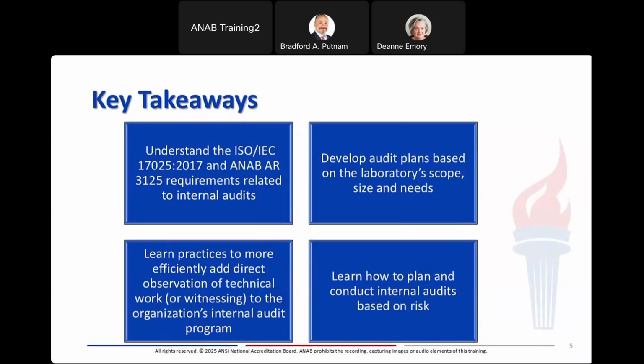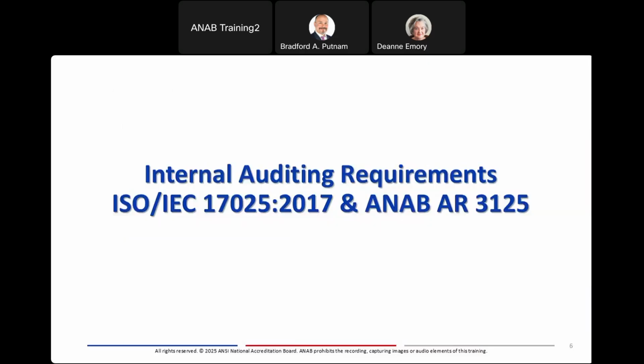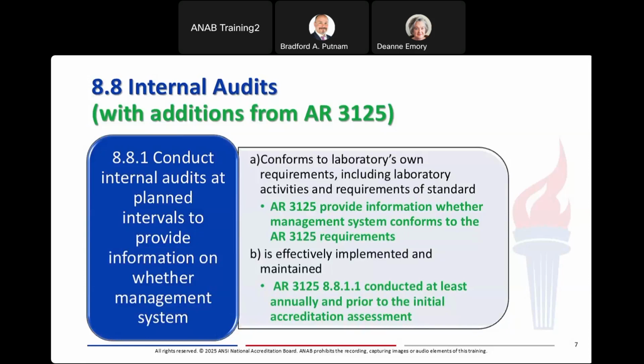Thank you so much, Melanie. During the next hour, we're going to talk about the requirements of internal audits from both ISO 17025 and the ANAB AR 3125 document, which is entitled Accreditation Requirements for Forensic Testing and Calibration Laboratories. We're going to also discuss ways to efficiently and effectively add direct observation, also known as witnessing, to your organization's internal audit program, and how to develop audit plans based on risk, taking into account the laboratory's scope, size, and needs. So let's dive into the internal auditing requirements.